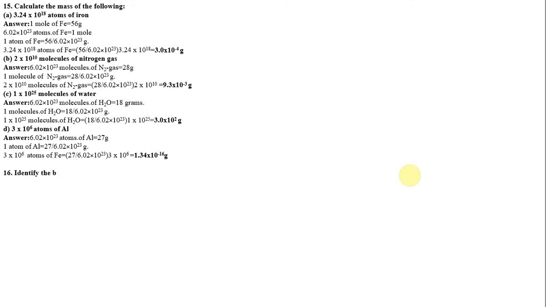Now the last question, question number 16. Identify the branch of chemistry that deals with the following examples. 1: A cornstalk grows from a seed. Here we can tell it is related to biology, so what is this? It is biochemistry.